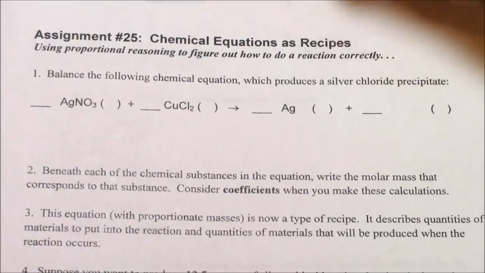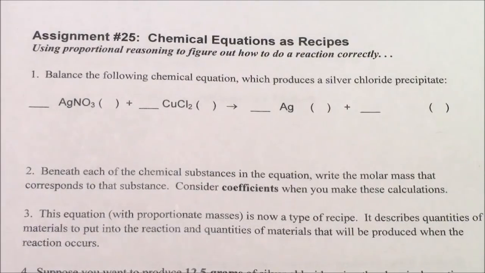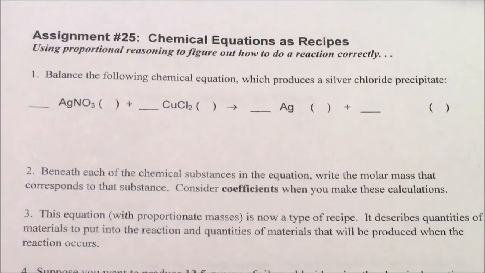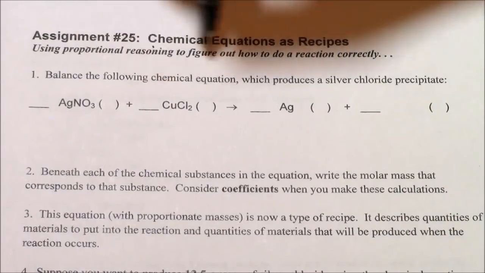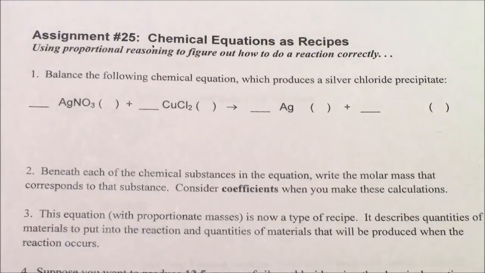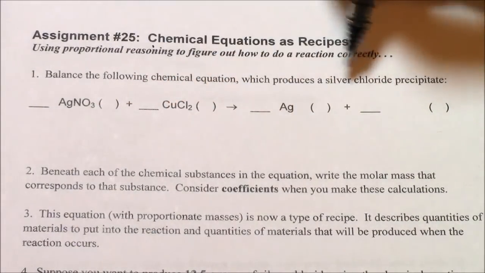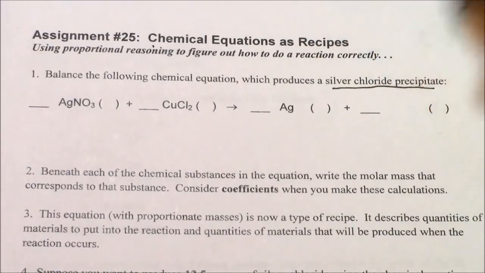This is video instruction for assignment 25, chemical equations as recipes, meant to be done at home. We're bringing proportional reasoning into a balanced chemical equation. That's the goal. So first, let's see what we have here. We're trying to produce a silver chloride precipitate.